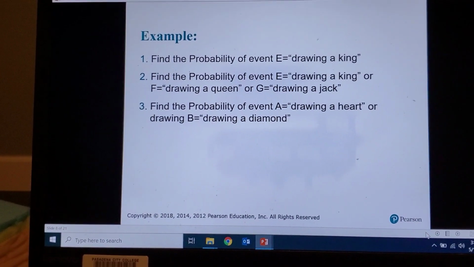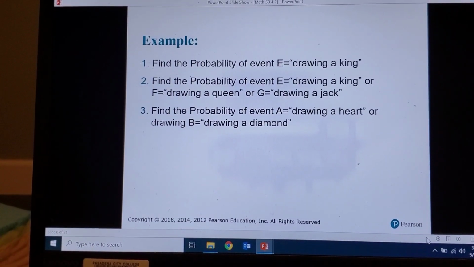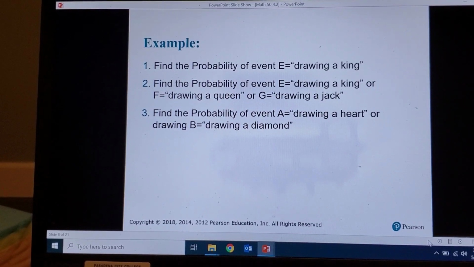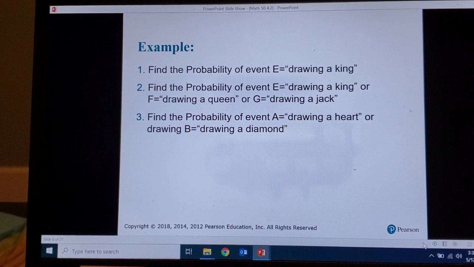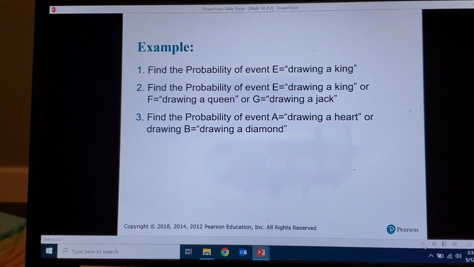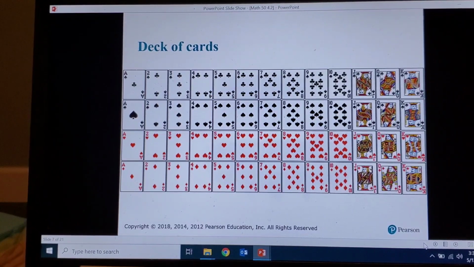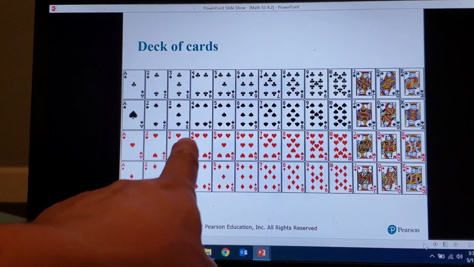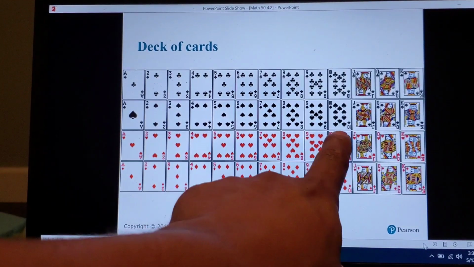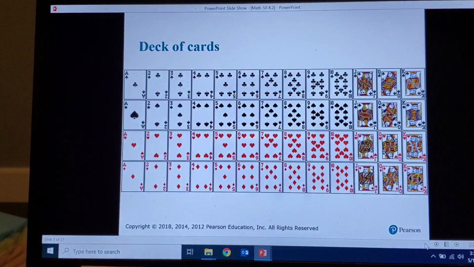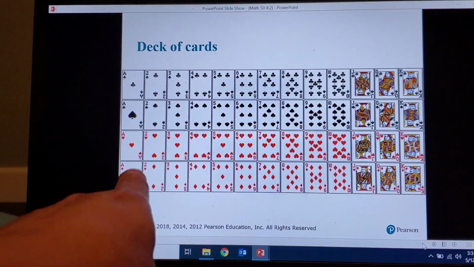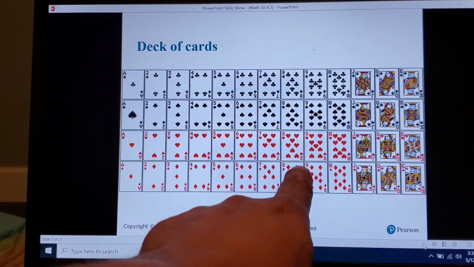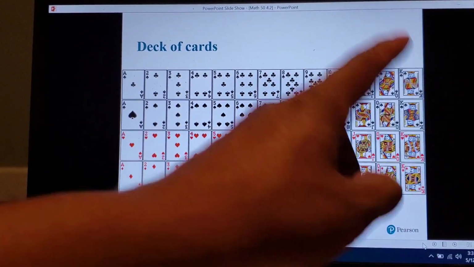Now here, this next example, I think you guys should be able to do. Find the probability of event A, which is drawing a heart, or drawing a diamond. Well, we have to look at how many of these cards are hearts. If I look back, there's 1, 2, 3, 4, 5, 6, 7, 8, 9, 10, 11, 12, 13 of these cards are hearts. And how many of them are diamonds? 1, 2, 3, 4, 5, 6, 7, 8, 9, 10, 11, 12, 13.